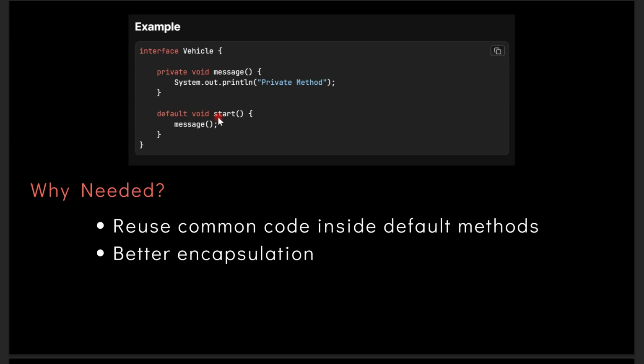I wrote a private method. So that private method is called from these existing default methods and static methods. That is the main purpose of creating private methods: to reuse common code inside default methods, not only default, whatever methods you have in interfaces, and better encapsulation.